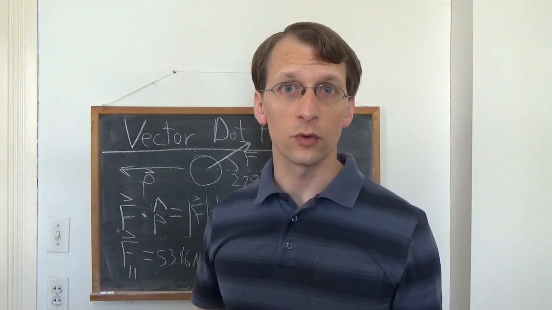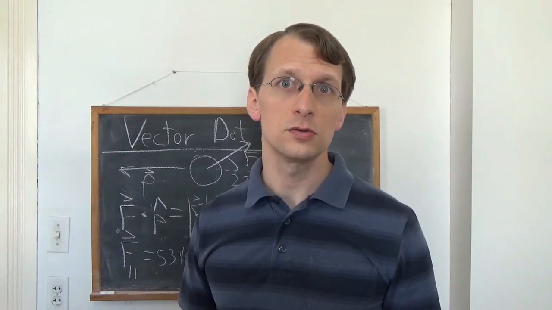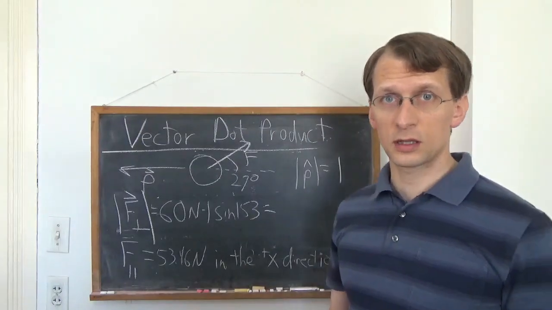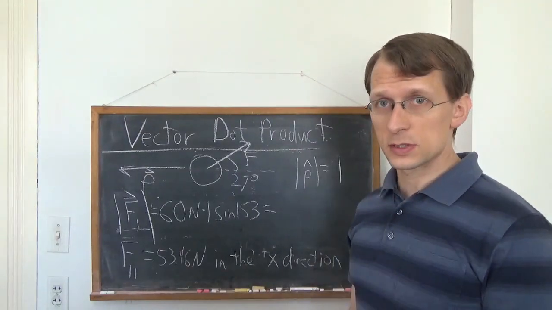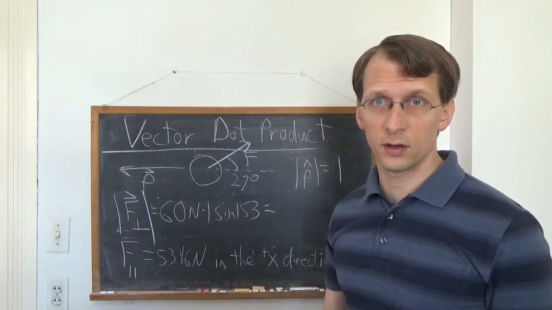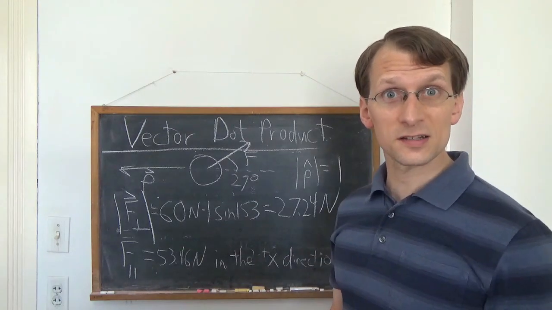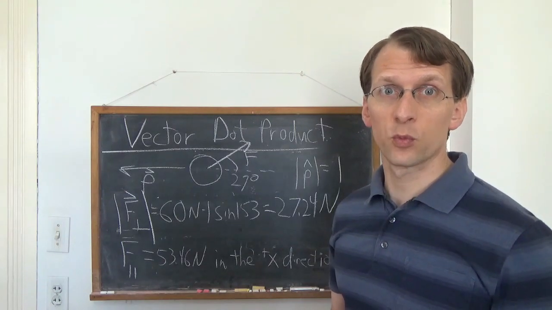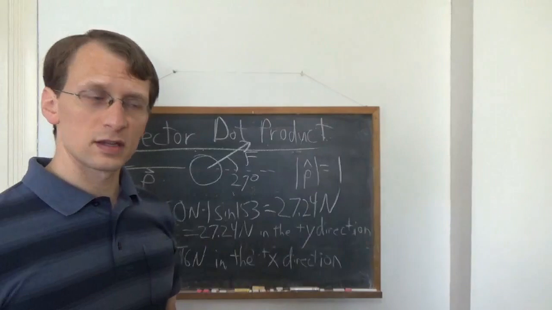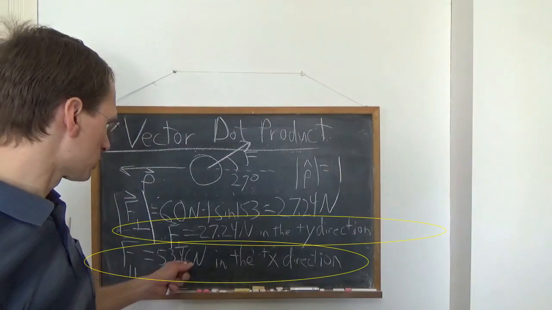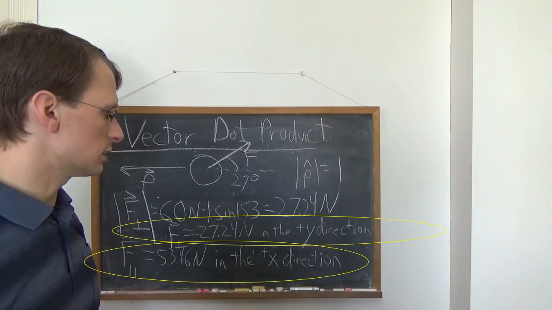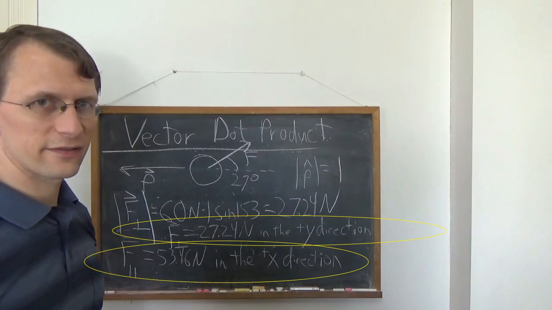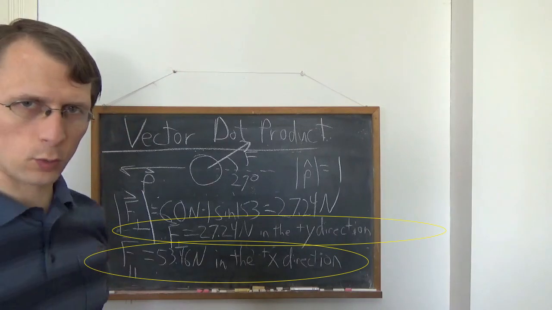To find the perpendicular force, the best way is to use sine instead of cosine. We used 153 on the previous one, so we'll use it again. Do 60 times 1 times sine 153, and you get an answer of 27.24 newtons. And that'll be in the positive y direction. So there's your answer for this problem, where the parallel force is 53.46 newtons in the positive x direction, and the perpendicular force is 27.24 newtons in the positive y direction.